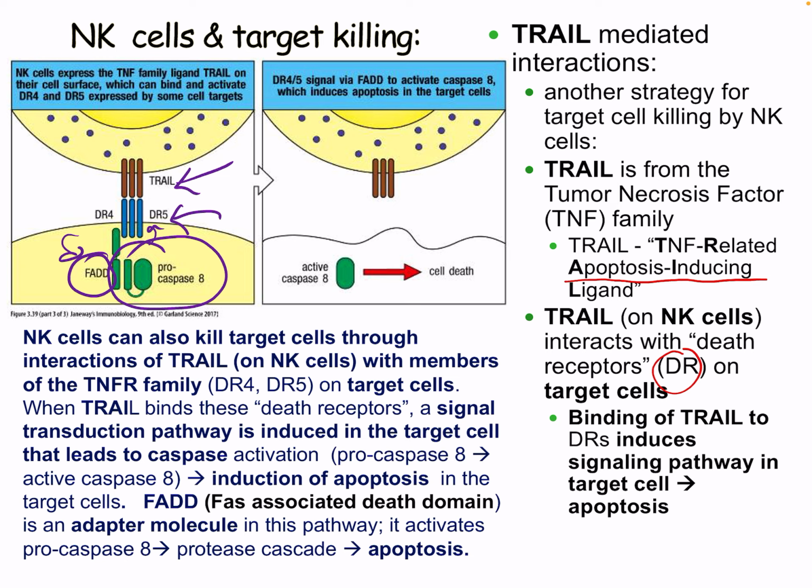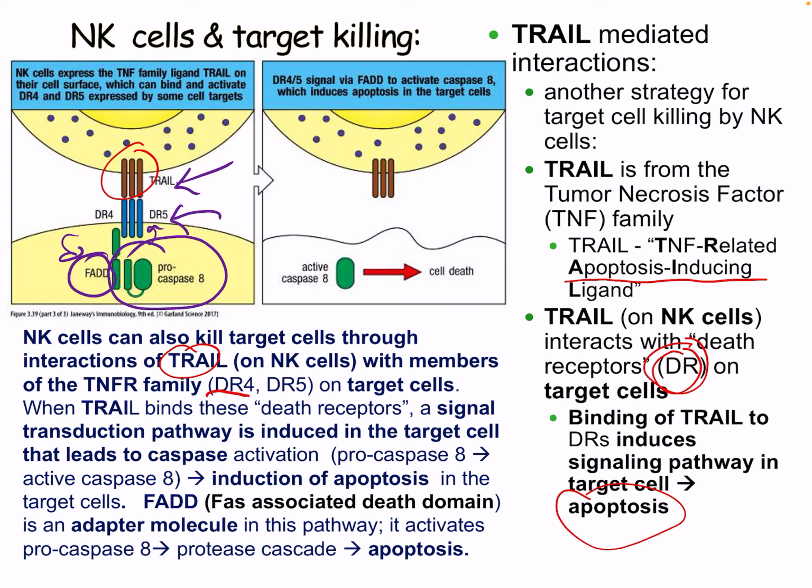The binding of TRAIL to death receptors induces signaling pathways on the target cell, causing apoptosis. So again, death receptor kind of makes sense for its name. If that gets stimulated, the cell will die. So we'll go into this detail here. NK cells can also kill their target cells through interactions of TRAIL, again on the NK cells, seen here, with members of the TNFR or tumor necrosis factor receptor family, including death receptor 4 and 5.